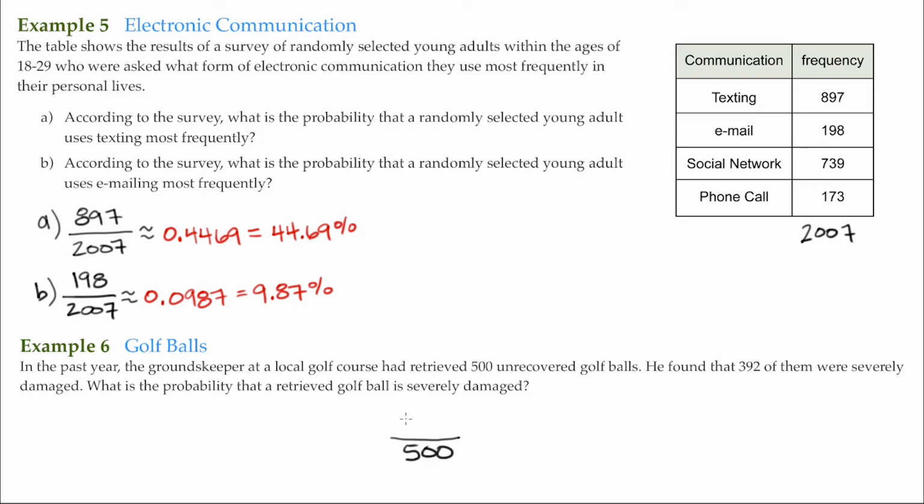Well, that's 392 out of the 500, which equals 0.784, which of course is 78.4%. And there we go.